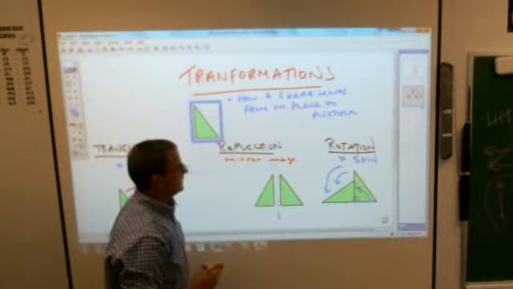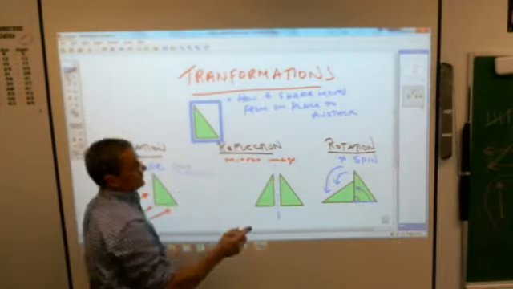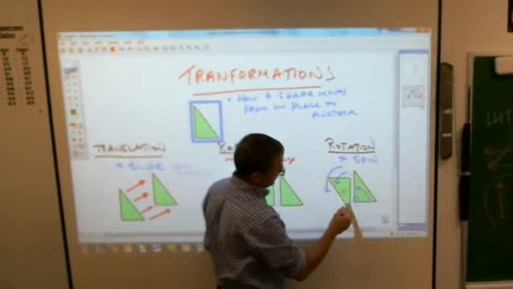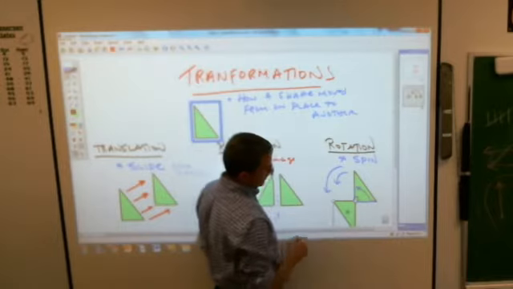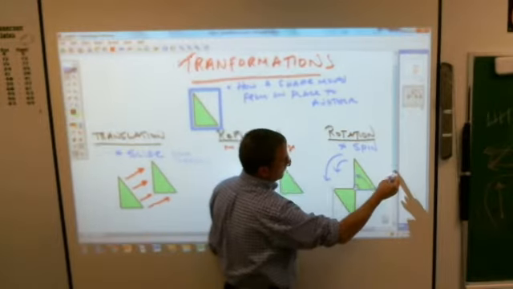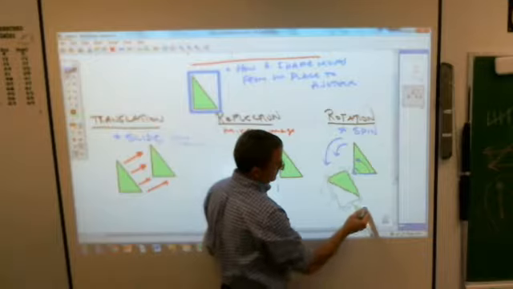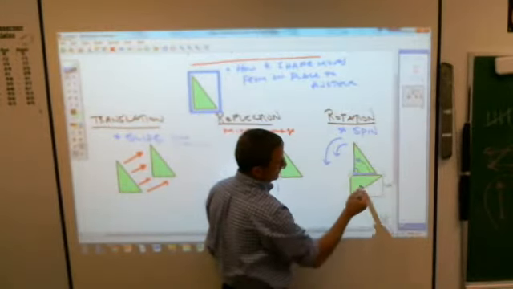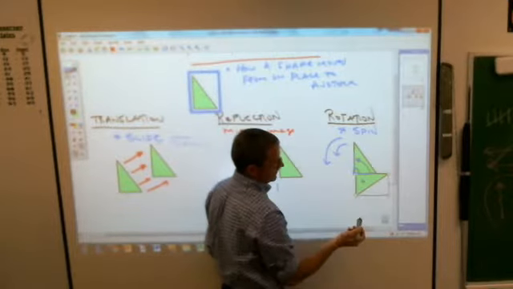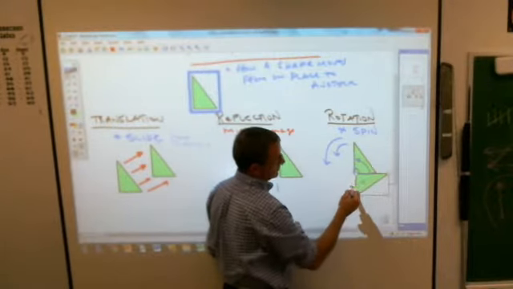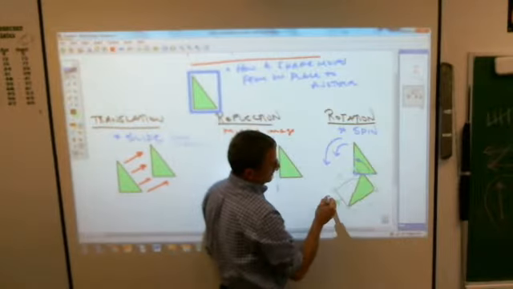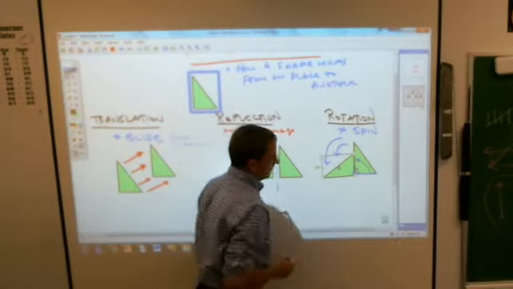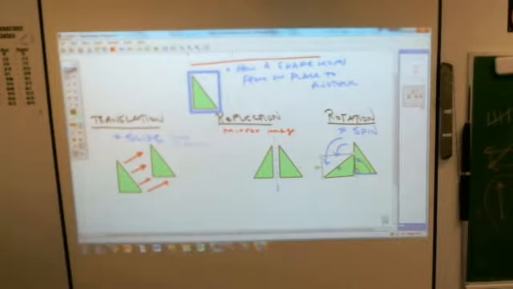If it was 180 degrees, that would end up looking like this. Again, it spins on that point. That would be 180 degrees. If it was 270 degrees, it would end up looking close to this. And if it was 360 degrees, it would end up back where it started. Well, let's just put a 90 degree on there, can we? Is that 90 degrees? Yeah.